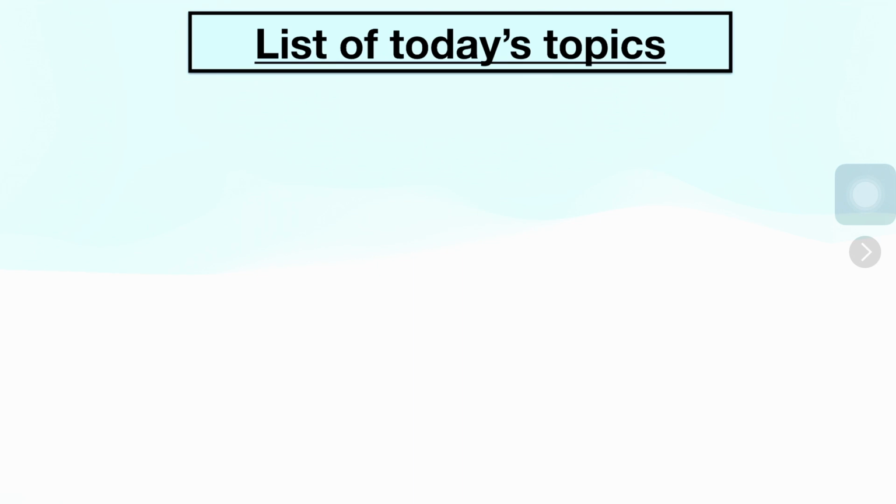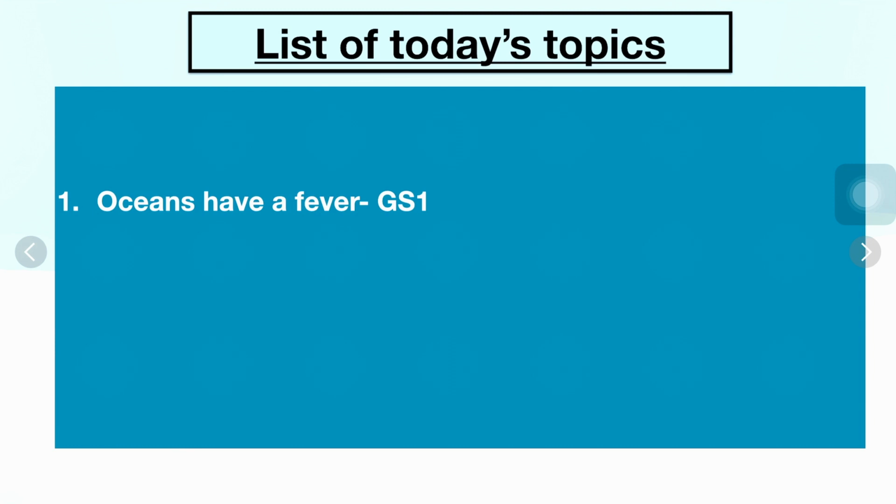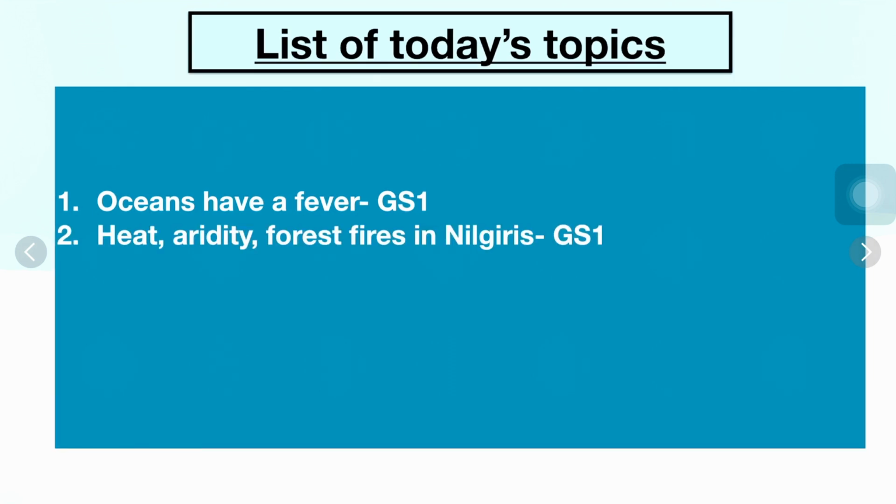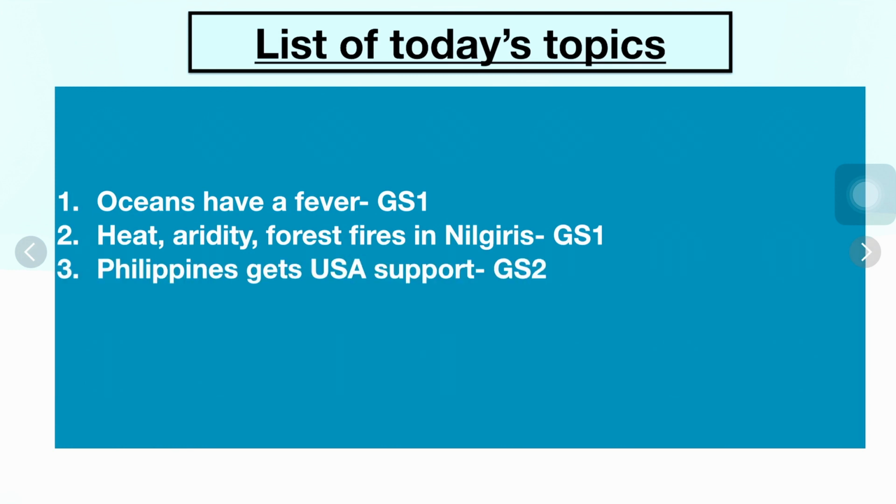Again, today we are back with a few topics. The first topic is oceans have a fever, which is related to GS1. Heat, aridity and forest fires in Nilgiris: what is causing this, what can be the consequences, etc. We will be talking about it in GS1.